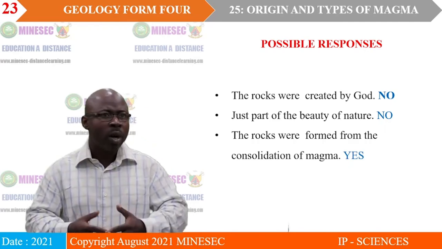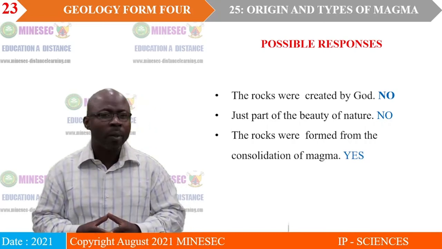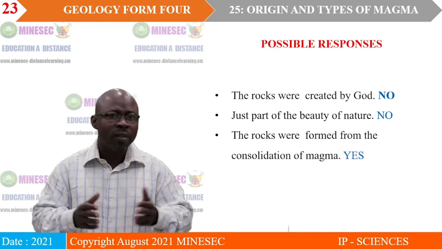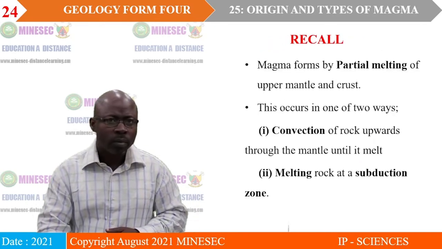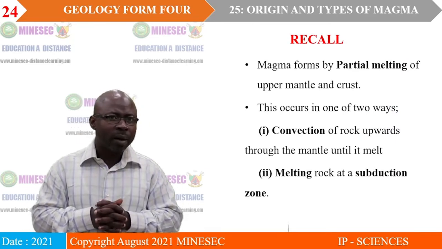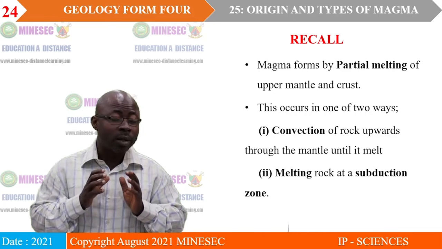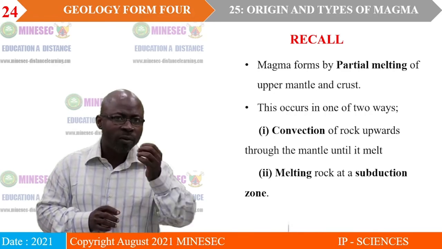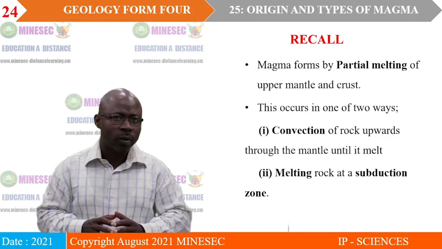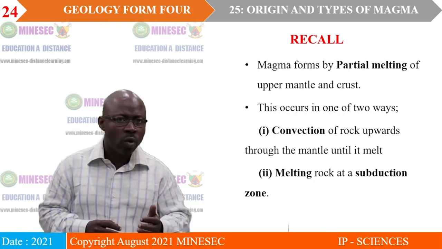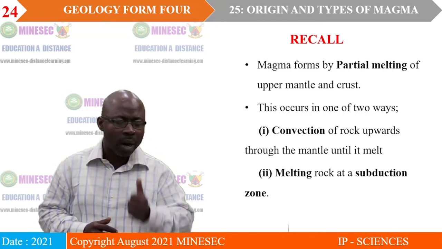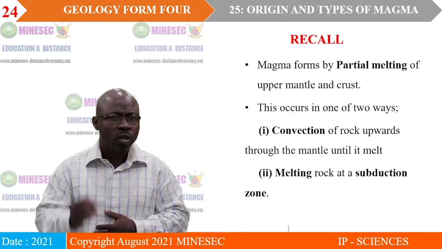We saw how magma was generated through the partial melting of material, and that there are three types of magma, and that this magma, when it consolidates, will give different types of rocks. So, take note that magma is formed from the partial melting of the upper mantle and the crust. This partial melting occurs in two ways, through mantle convection and melting around the subduction zone.